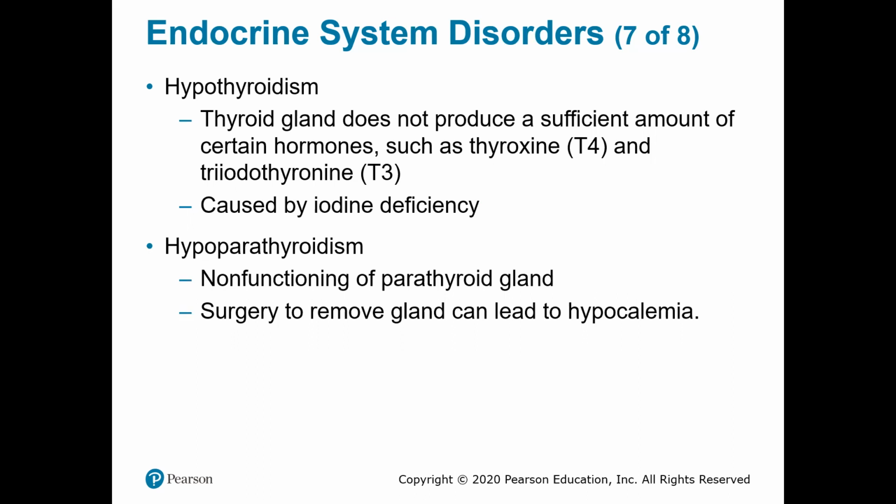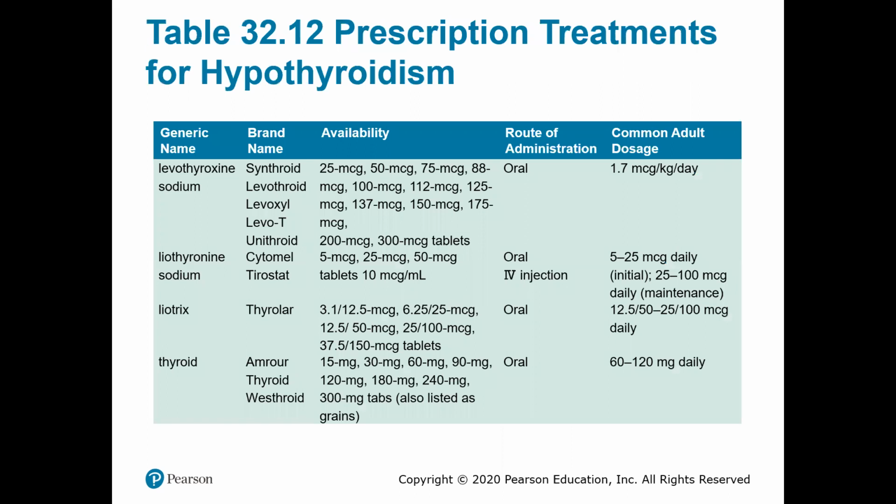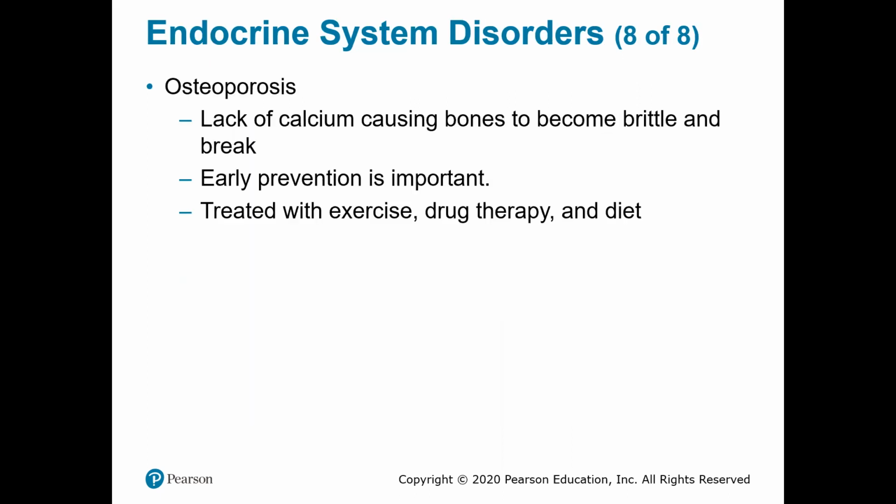Hypoparathyroidism, referring to non-functioning of the parathyroid gland. This is usually going to lead to surgery to remove the gland, which can then lead to hypokalemia. Table 32-12 at the bottom of textbook page 554 provides prescription treatments for hypothyroidism.